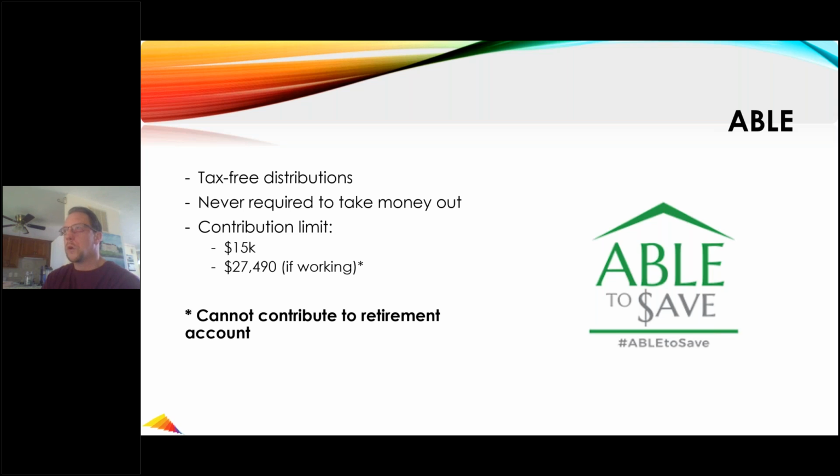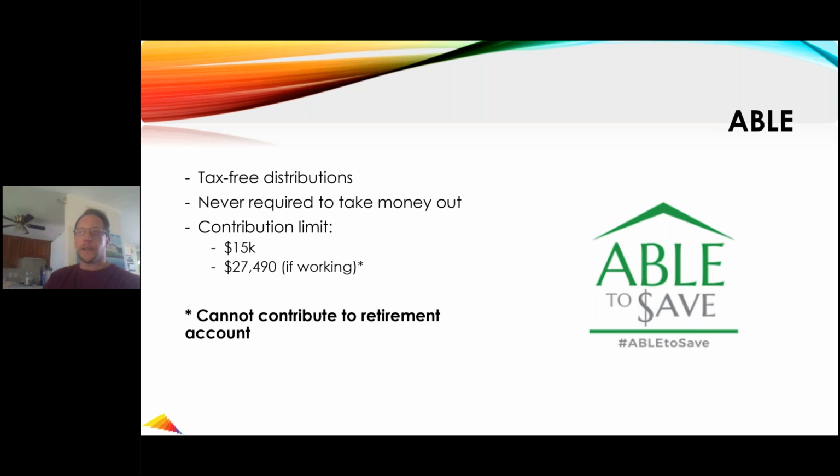However, if you are working, you can put in an additional $12,490 per year. It has to come from you; you have to be earning that much. So if you're working and you make $6,000 a year, you can only put in a maximum of an additional $6,000. You can't do the full $12,490 if you're not earning it.